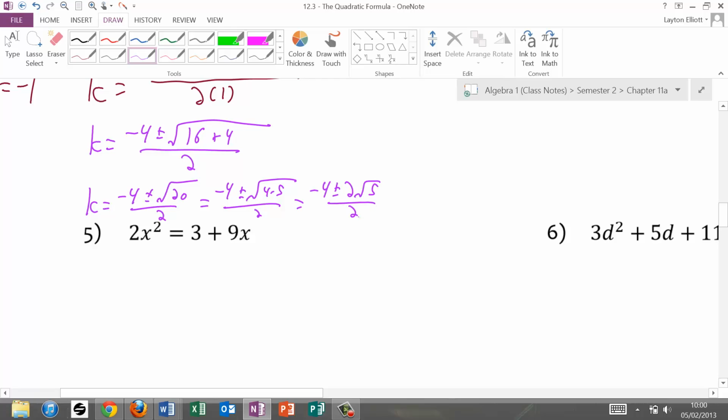Now if I look at the numerator, I can factor a greatest common factor out of negative 4 and 2 radical 5. I'm going to pull a 2 out to get negative 2 plus or minus radical 5 over 2. Then we can divide 2 by 2, or cancel, and I have negative 2 plus or minus radical 5.